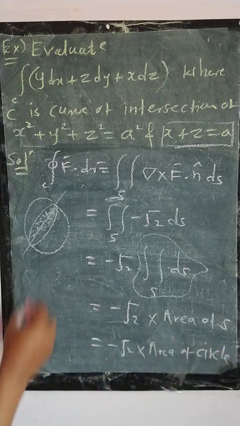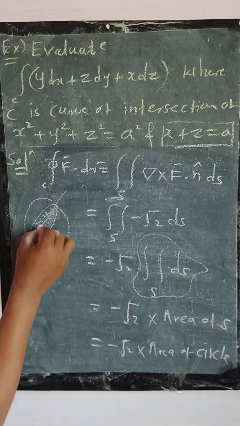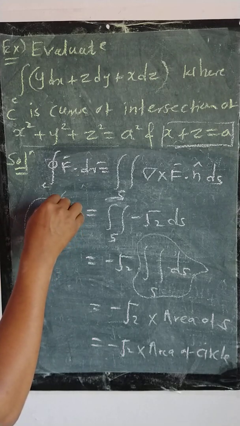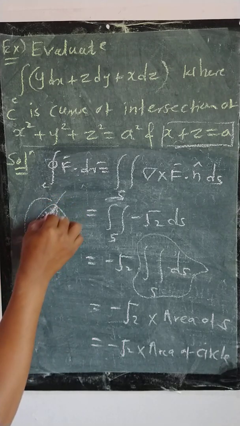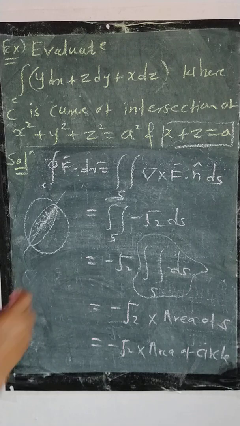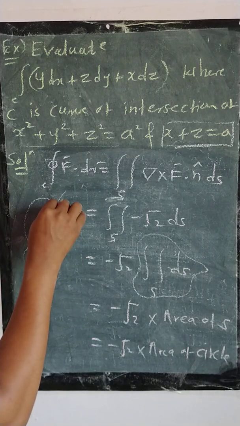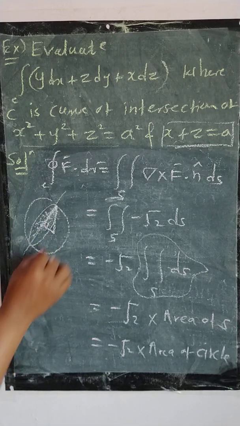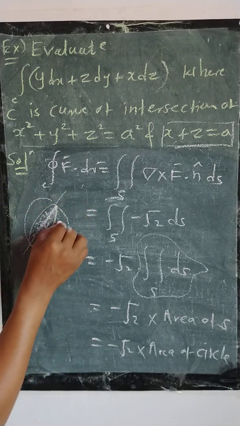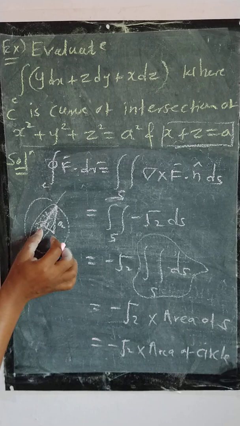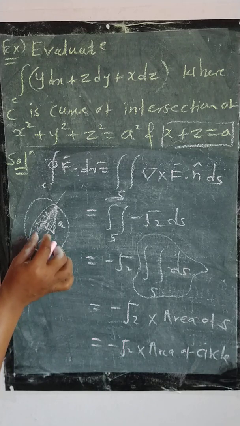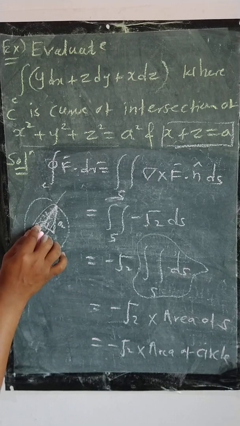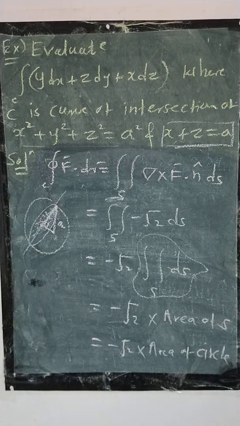Now to get the area of this circle, we have to get the radius first, because the area of a circle is pi r squared. What is the radius of this circle? By geometry we can get the radius. This is a right angle triangle. We have the hypotenuse as the radius of the sphere, which is a. We can get the perpendicular by the formula for the perpendicular distance from a point to the plane.